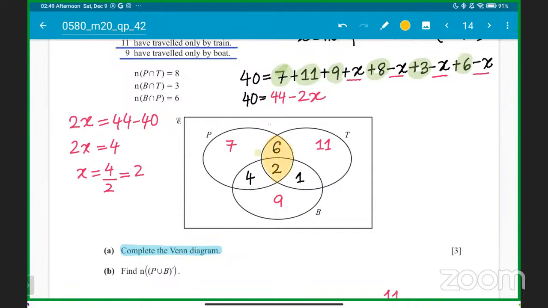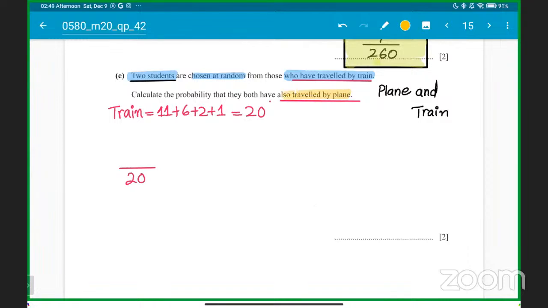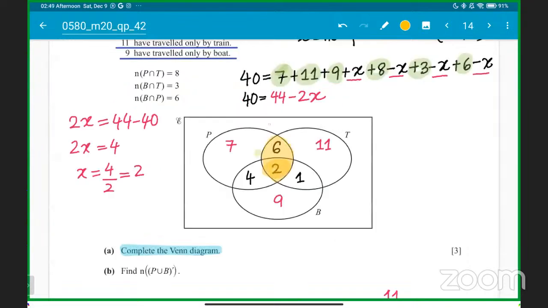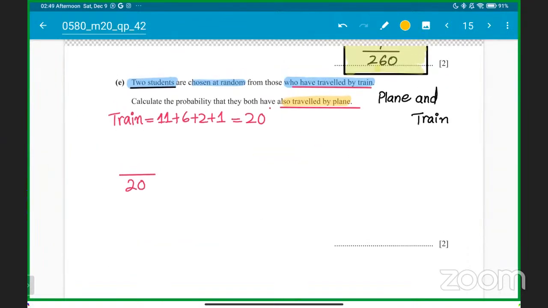Clear? Not only plane, it can include the boat as well. Getting it? It can include, because this 2 means that there are 2 students who have traveled by plane, train, and boat. Because it is coming in our requirement, that is plane and train, that's why we can take. ठीक है, इन्होंने यहाँ पर restriction नहीं लगाई. अगर वो कहते हैं कि only traveled by plane and train and not by boat, तो फिर हम 6 लेते.